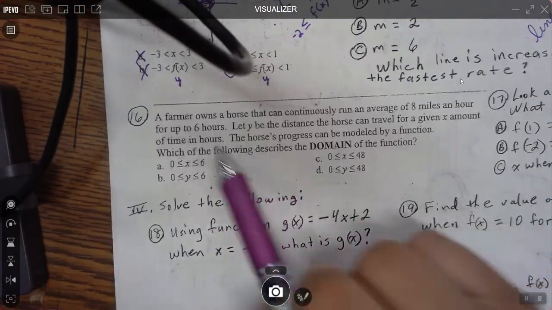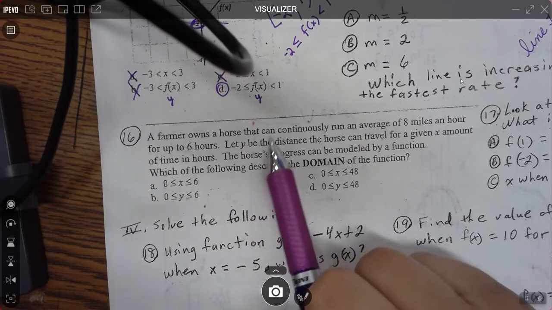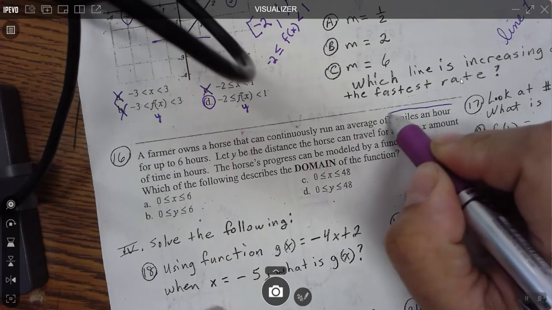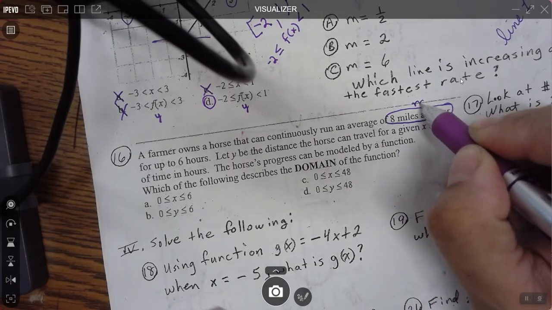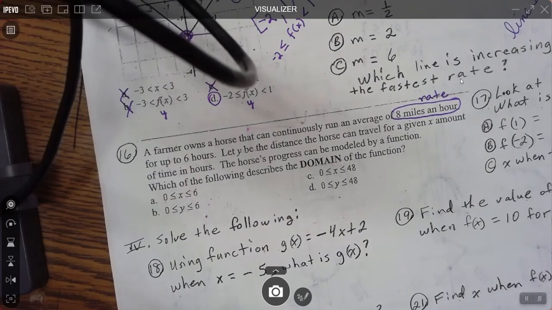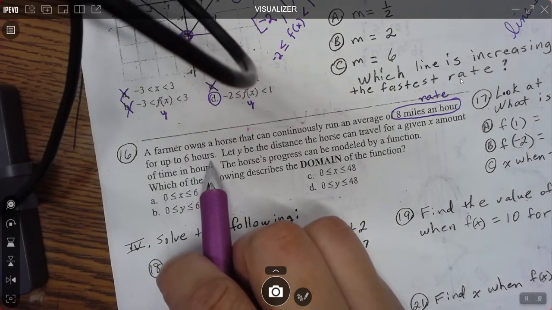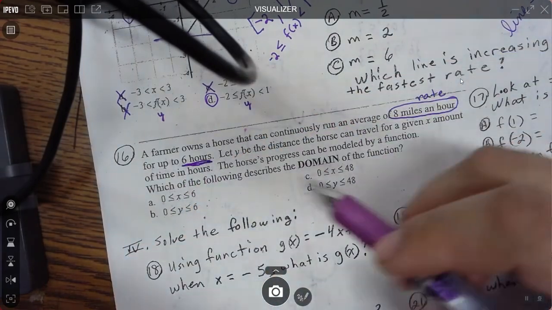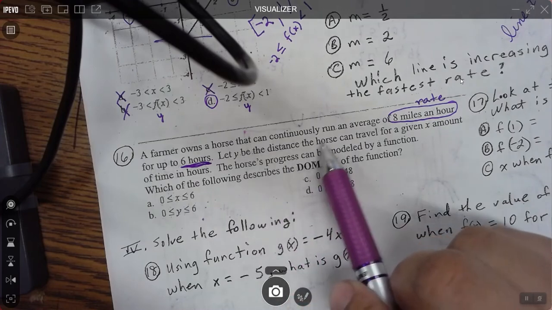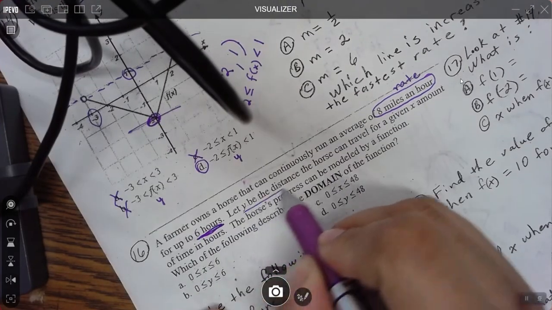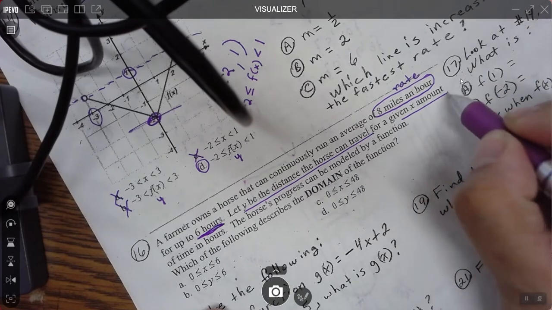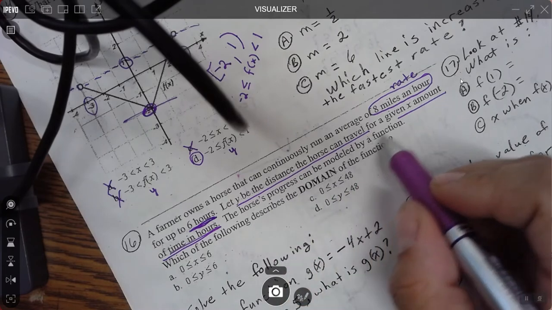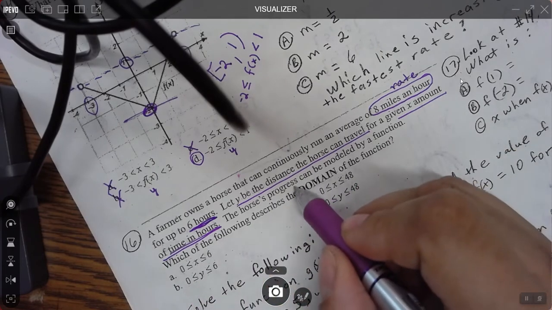Oh, Lord. A farmer owns a horse that can continuously run an average of 8 miles per hour. This is the rate. For up to 6 hours. So it can only run up to 6 hours. Clear? No more. Let y be the distance the horse can travel. So y is the distance. X is the time in hours. The horse's progress can be modeled by a function. Which of the following describes a domain?